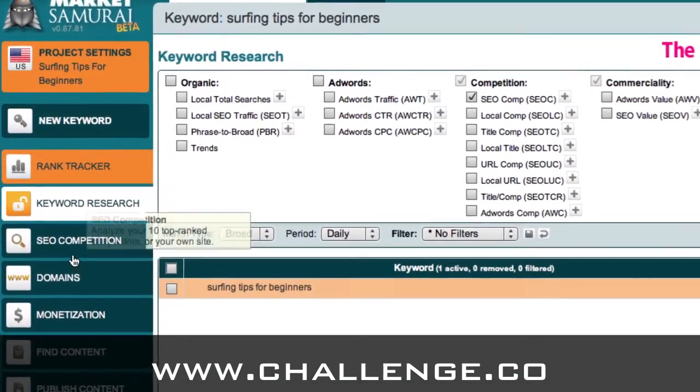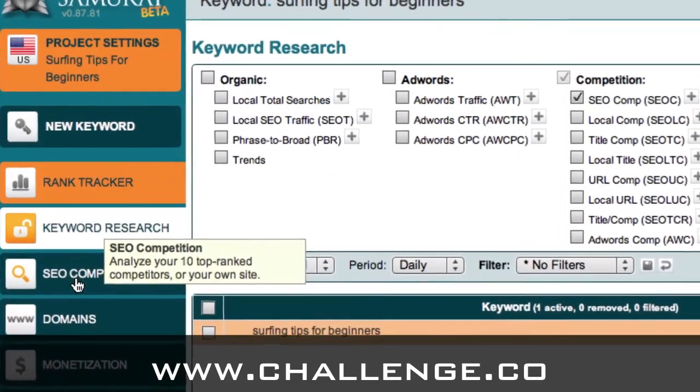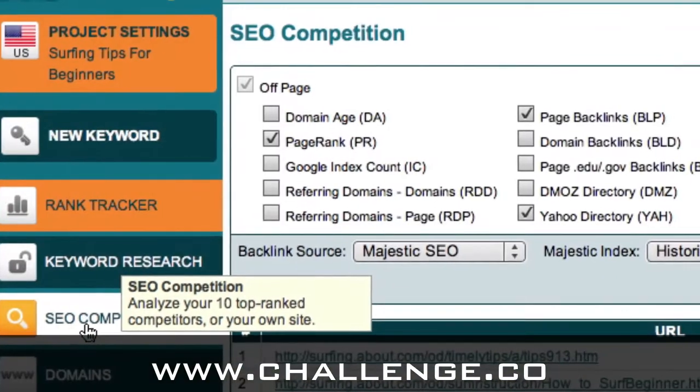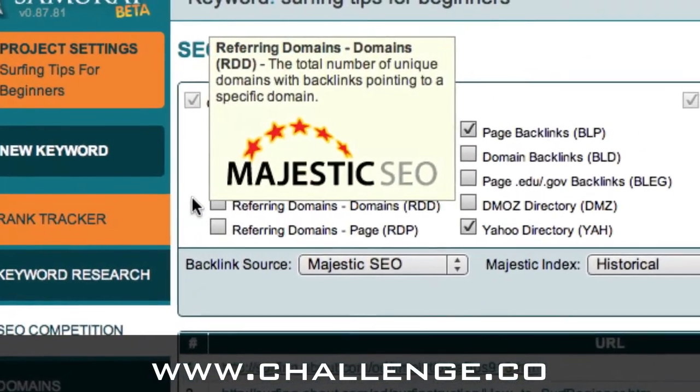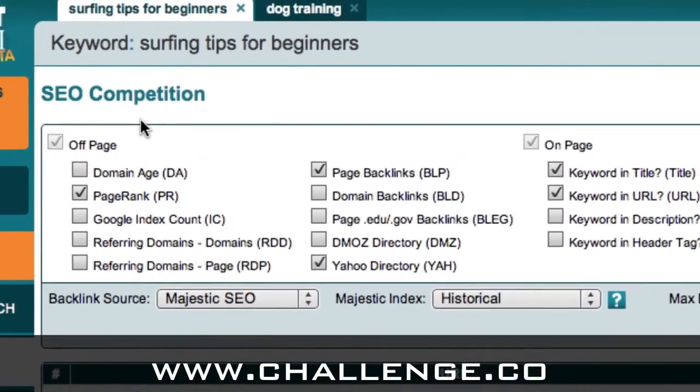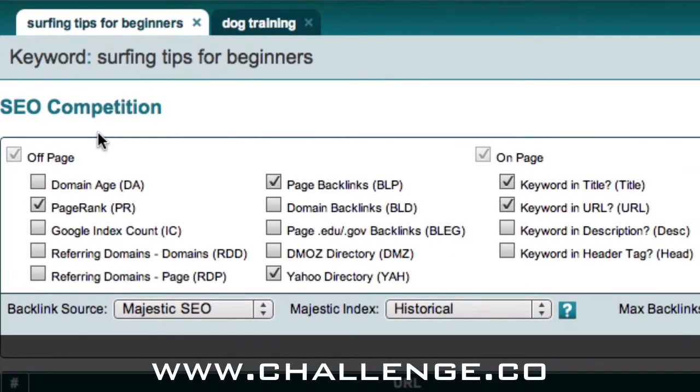If we go across to the SEO competition module, we're then able to see the strength of the competition. Now, a word of warning before we start looking at the actual strength. Up at the top on Market Samurai, we have a massive amount of checkboxes. They cover a whole range of different things, and if you have all these boxes checked, it can be quite confusing and it can be quite distracting. Now, for the purposes of the challenge, and this is how we're looking at SEO competition through our challenge filters, we're only concerned with 5 boxes to check.